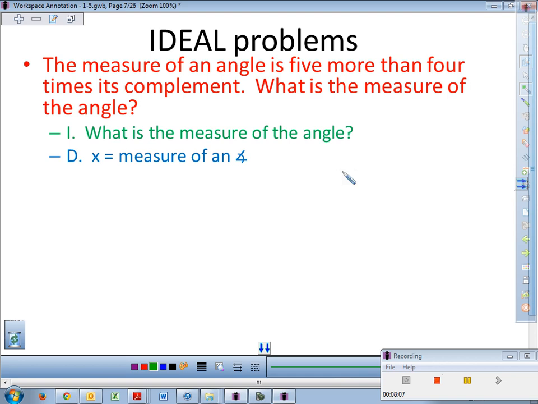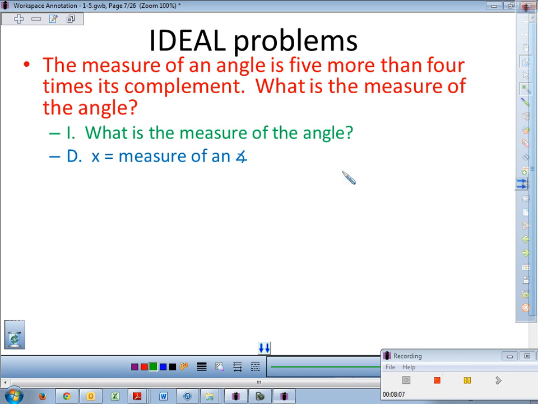This is not the complete sentence part. You can abbreviate. If I write it, you can write it. So that's the very first thing you always define. You got to let me know what X stands for, and aren't we looking for the measure of the angle? Cool? Then in these problems, I will talk about either the complement or the supplement.